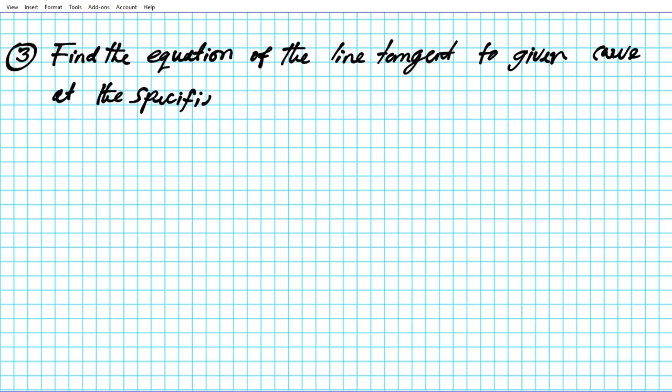Okay. All right. So let's go ahead and consider the equation. The equation is 4 equals 2x plus 3y plus 3y cubed, and the point of tangency that we want to find the equation of the tangent line to is negative 1 comma 1. Okay. All right, let's go ahead and do this.